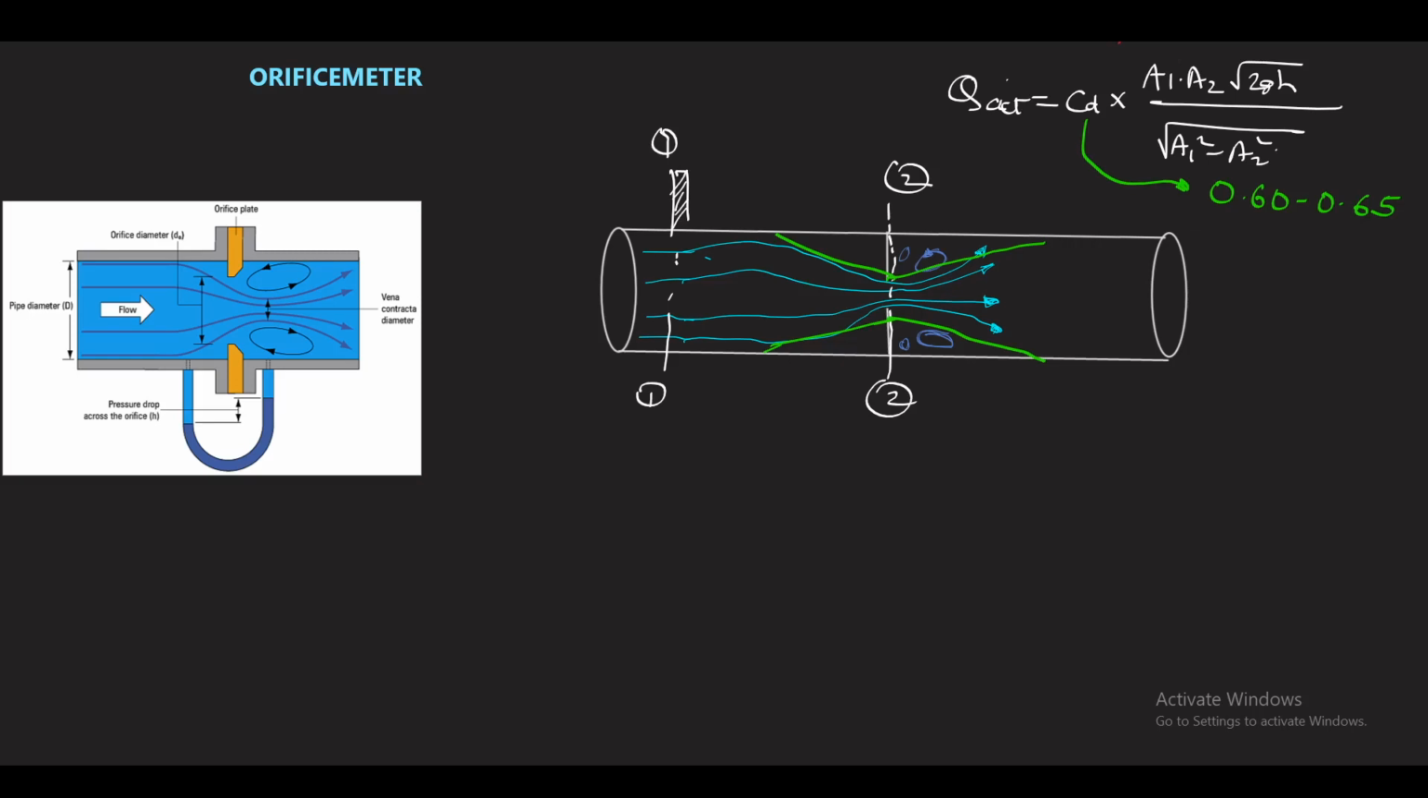But then why was the orifice meter invented? If the CD value is greater, you can easily calculate the discharge. The orifice meter also has some advantages. This is the cheaper one as compared to the venturimeter. And the second point is that it is short in length.